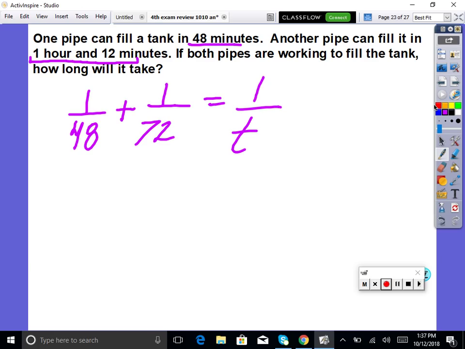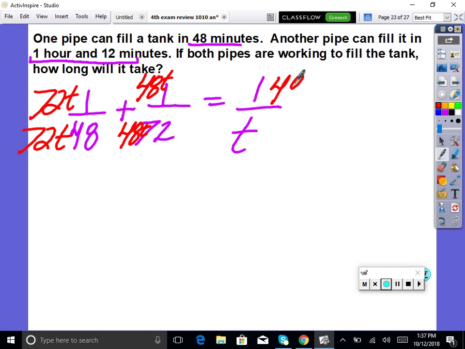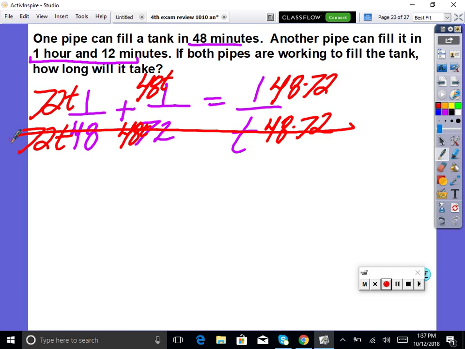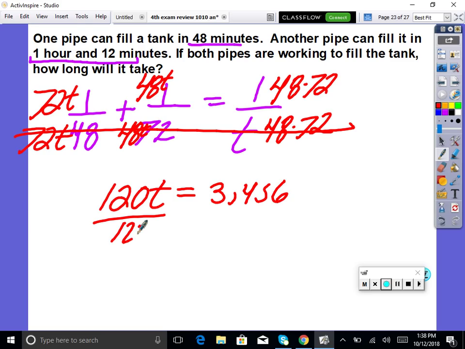So then solve by getting a common denominator here. So I'm going to multiply by 72t. I'm going to multiply by 48t. This one's going to need a 48 times 72. Then when solving, we can ignore our denominators. So then we have 72t's plus 48t's, which is 120t's, is equal to 1 times 48 times 72, which is 3,456. So solving for t, I divide by 120. t is equal to 28.8, and that was minutes, because remember we converted to minutes.